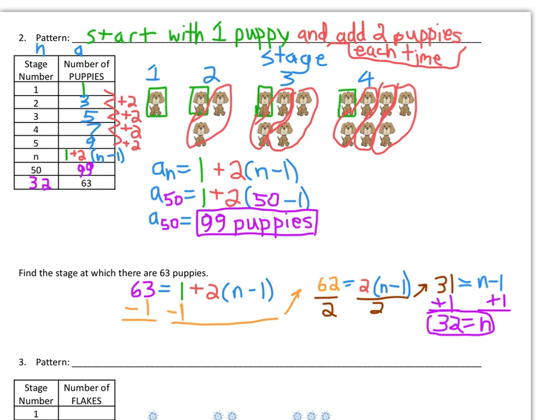Consider, does that sound reasonable? At stage 5, there's 9 puppies. At stage 50, there's 99 puppies. Since 63 is between the 9 and 99, my answer should be between stages 5 and 50. We would expect it's probably a little closer to the 50 side, right? Since 63 is a little closer to 99 than it is to 9. So it should be a little more than half. And we see indeed that it is. So that seems like a reasonable answer.